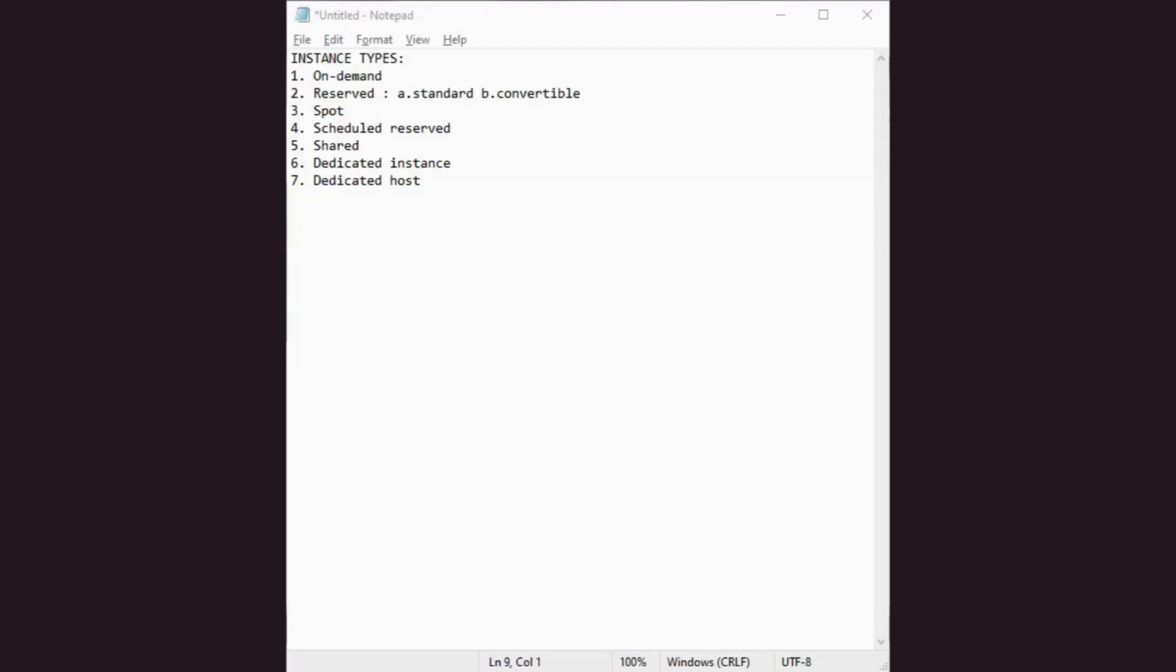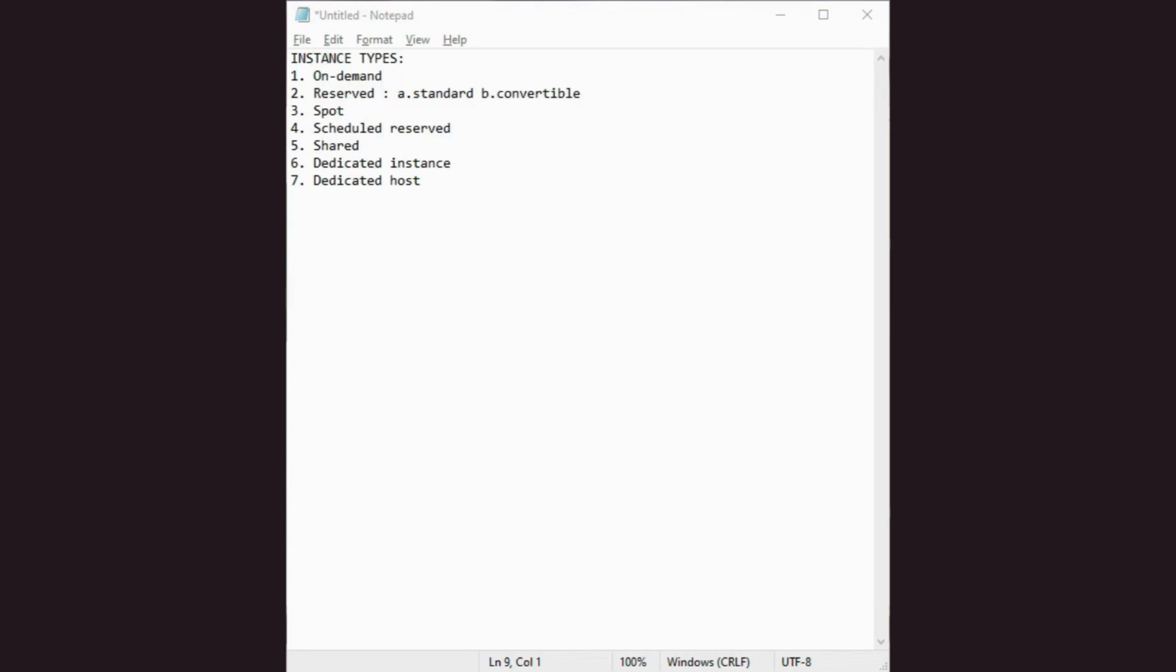Hello. Today let's see about the instance types available in AWS. These are on-demand instances, reserved instances, spot instances, scheduled reserved instances, shared instances, dedicated instances, and dedicated host.